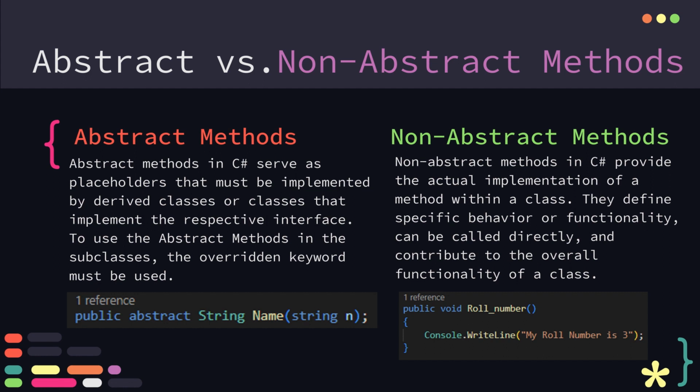Now, coming on to the non-abstract methods, these methods provide the actual implementation of the method within a class. They define specific behavior or functionality, and these methods can be called directly and contribute to the overall functionality of a class. The example for the same is given below.